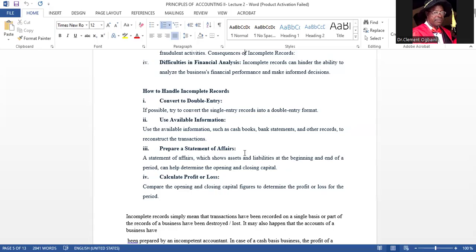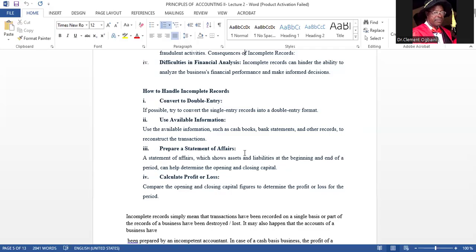After you have done that, you prepare a statement of affairs, which shows the assets and the liabilities at the beginning and at the end of the period. This can help us by determining the opening and the closing capital. What we are saying here is that in accounting, we have the accounting equation, which says that total assets equal liabilities plus capital.